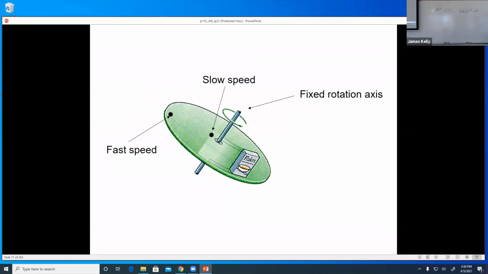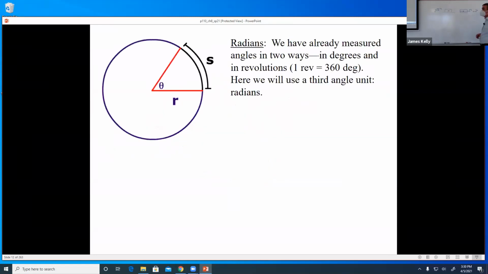One of the things we're going to want to investigate very early on is, if you know the rate of rotation, like an RPM kind of rate, how can you figure out what the usual linear speeds are of different points on the rotating object? Before we get there, we need to talk about radians.